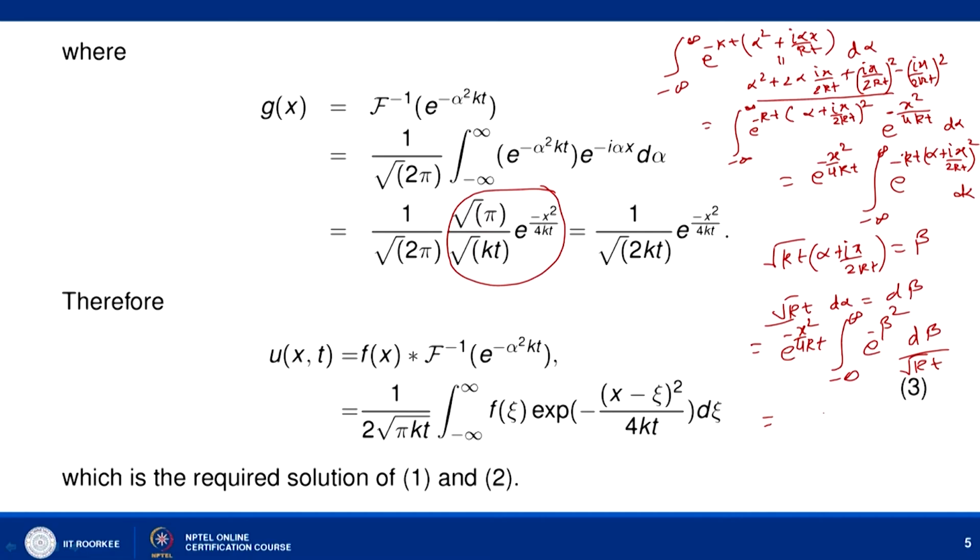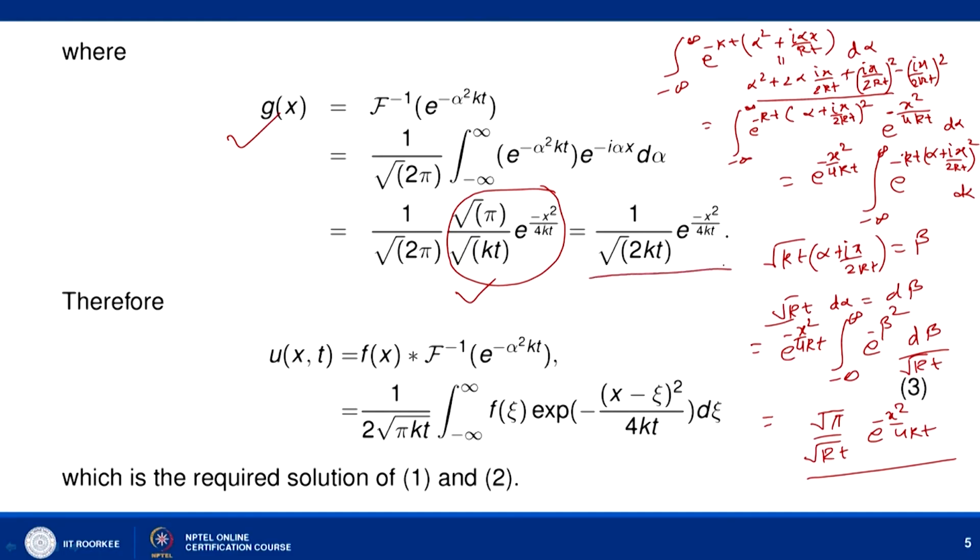So, I can write this as root pi, and this root kt will be here into e to power minus x square upon 4 kt, and that is what we have written here. So, it means that this quantity, the integral from minus infinity to infinity of e to power minus alpha square kt into e to power minus I alpha x d alpha, if you solve this, we have this quantity, that is root pi upon root kt e to power minus x square upon 4 kt. Now, by simplifying, we can write it as 1 upon under root 2 kt e to power minus x square upon 4 kt. So, our g of x is coming out to be this quantity.